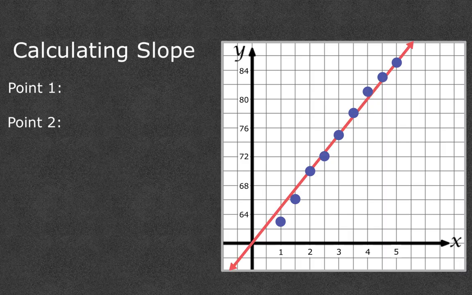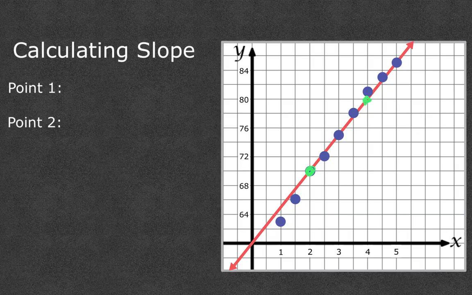Here's where we get to do a little bit of math. Now that we've put our line on the graph, we're going to calculate the slope. We're going to pick 2 points from our line and use our rise over run to figure out what our slope is, or how steep our line is. I like to pick points that are where 2 of my graph lines intersect, because then I don't have to estimate their value and my math will be more accurate. I'm going to pick this point and this point.